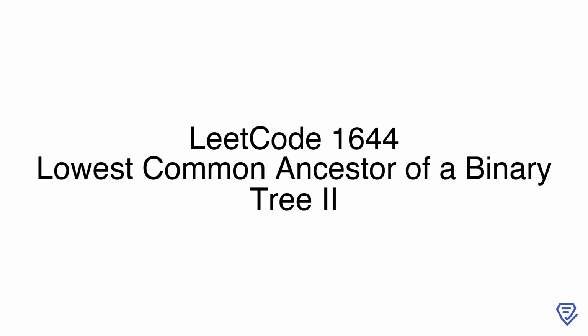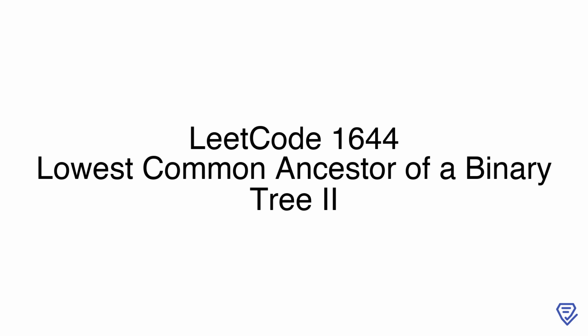Welcome! Today, we'll explore LeetCode problem number 1644, lowest common ancestor of a binary tree 2. This problem focuses on finding the lowest common ancestor of two nodes in a binary tree. We'll discuss the problem, break it down into manageable steps, and explore an efficient solution.